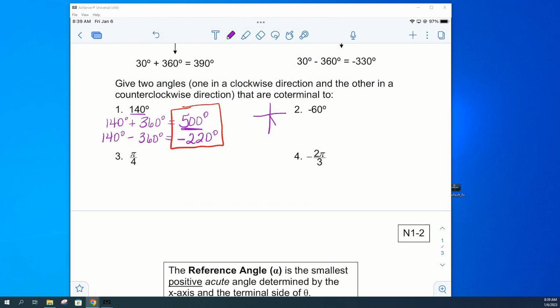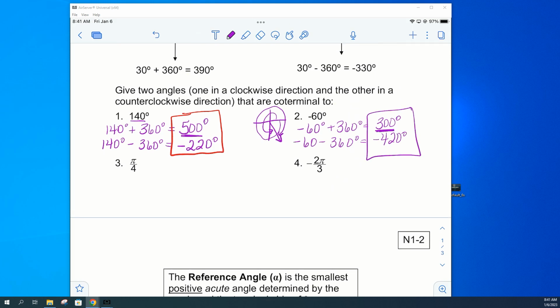Of course, negative 60 would be about there. So think about going this way and then going all the way around this way. I would do the same thing. Negative 60 plus 360, it's an easy one, that would give you 300. And then negative 60 minus 360 would give you negative 420. And here are your answers.